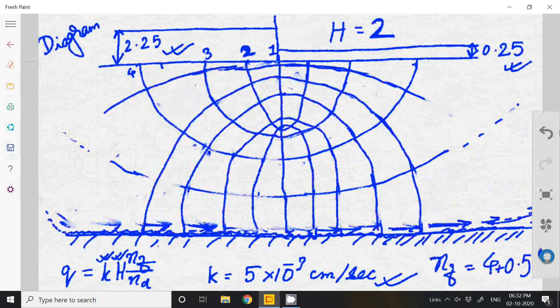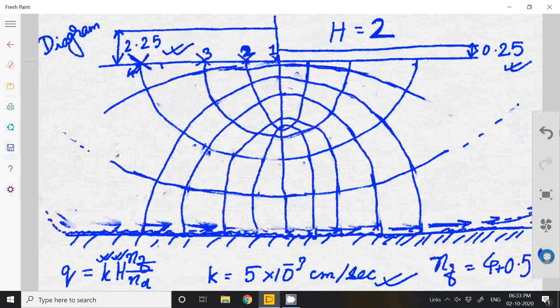So I've just redrawn it. Now, how many potential drops are there? Okay, so this is the starting point of the particle. You can see any of the lines, the fourth flow line or the third flow line or the second or the first. So how many potential drops are there?